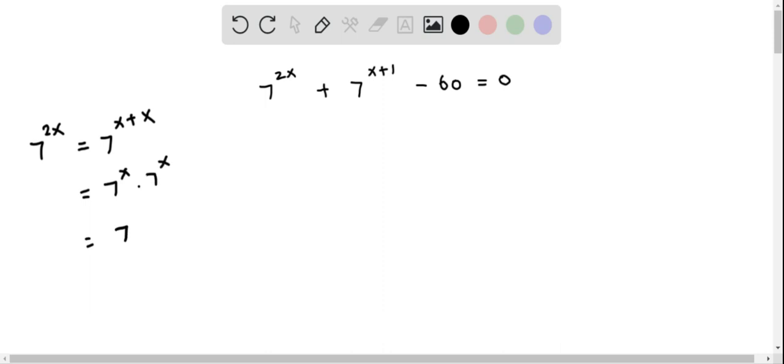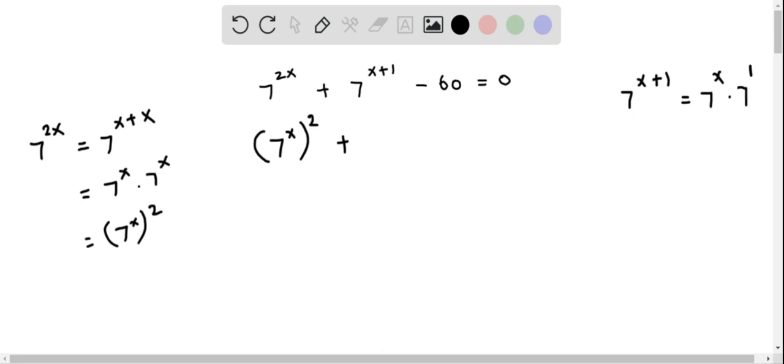So this equals (7^x) squared, because we are multiplying 7^x with itself 2 times. So therefore we can write this in exponent form as (7^x) squared. So I'm going to write down this 7^(2x) as (7^x) squared, plus we can rewrite this 7^(x+1), and this equals 7^x times 7^1.